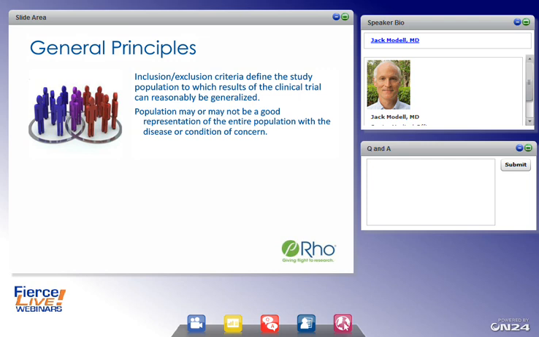Again, early phase, you might want just healthy controls, probably would want healthy controls, which obviously doesn't generalize to the population with the disease.